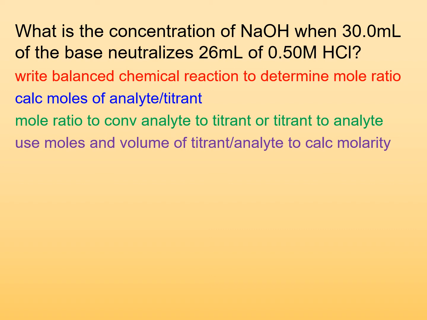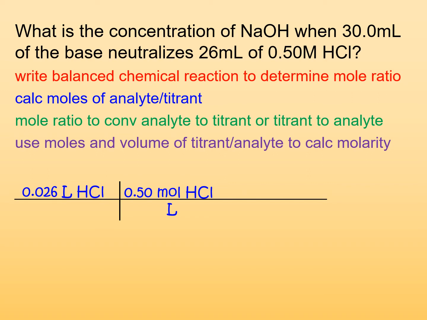We're going to start with volume of our known solution. So we're going to start with the 26 milliliters, but we're going to change into liters, so 0.026, and we're going to use the molarity of the acid to change into moles, so liters on the bottom, moles on top. Then we need to use our mole ratio to change into sodium hydroxide. We did say that was a 1-to-1 ratio.